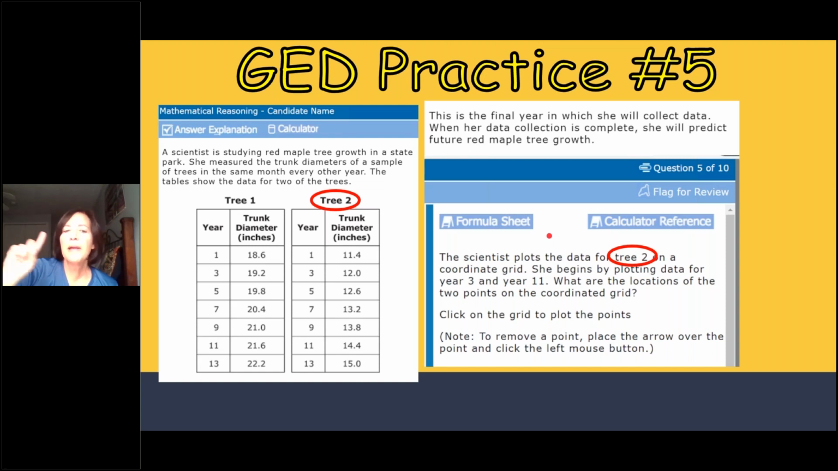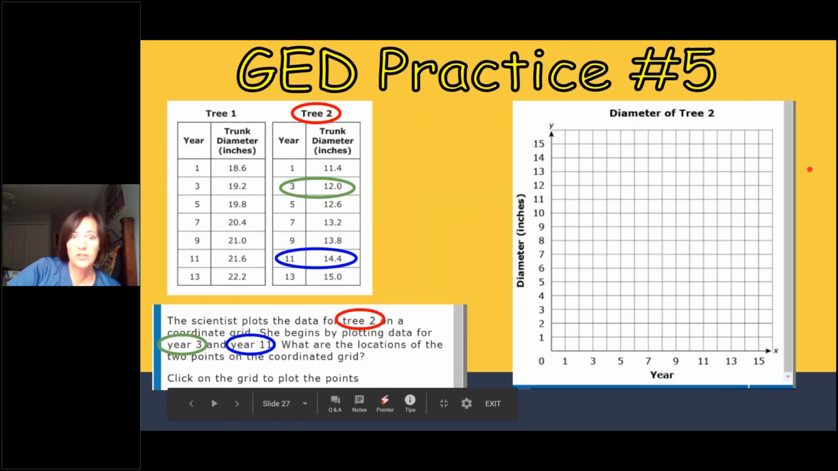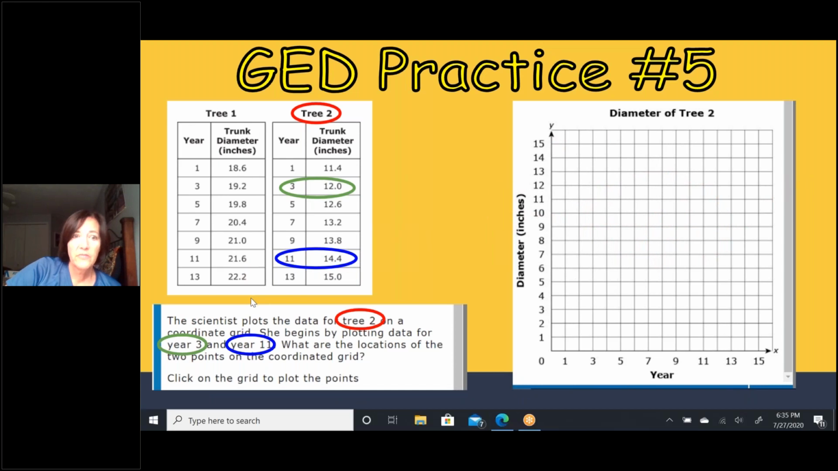First of all, we need to pay close attention. We're only talking about tree 2, so we're only going to be looking at data for tree 2. And also, we are only interested in year 3, which is circled, the data is circled in green, and year 11, the data is circled in blue. So they gave us a lot of information, but we have to make sure that we're zeroing in on the correct information. Okay, so here's our coordinate grid where we need to plot it.